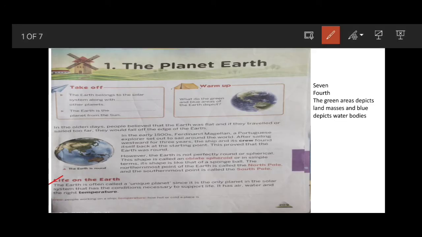Life on Earth. The Earth is often called a unique planet since it is the only planet in the solar system that has the conditions necessary to support life. It has air, water, and the right temperature.